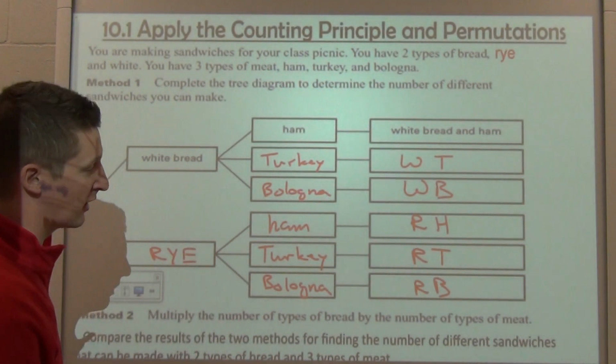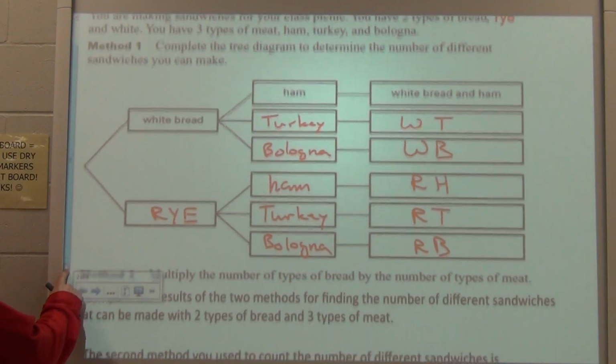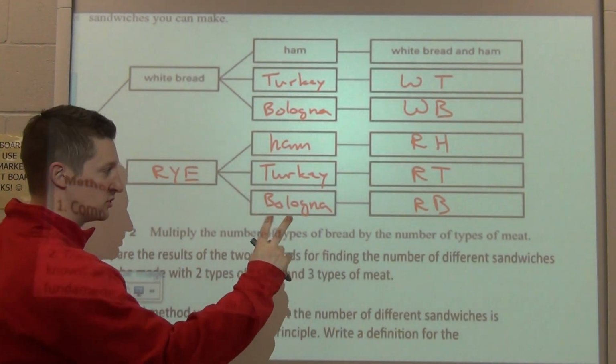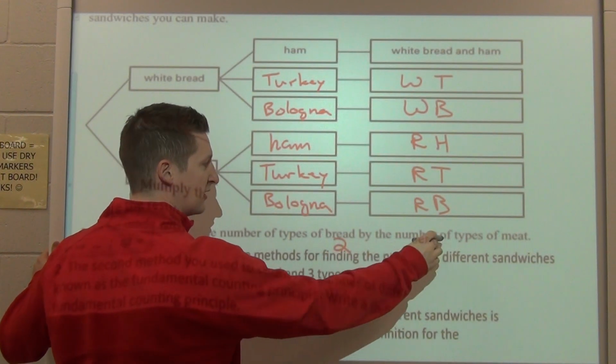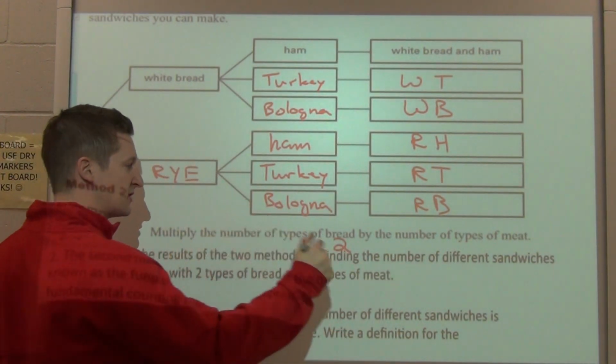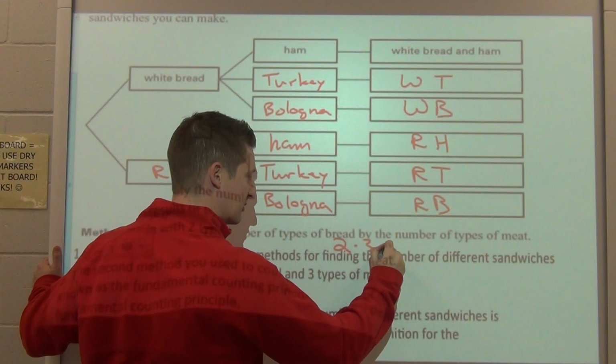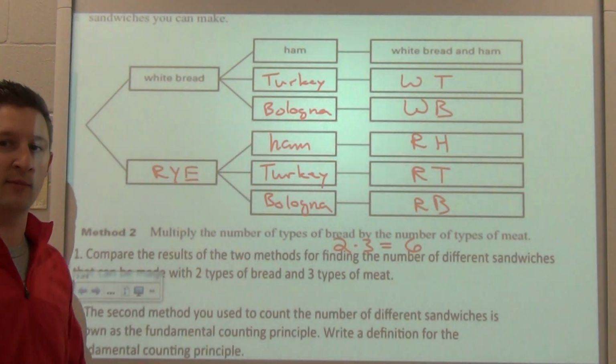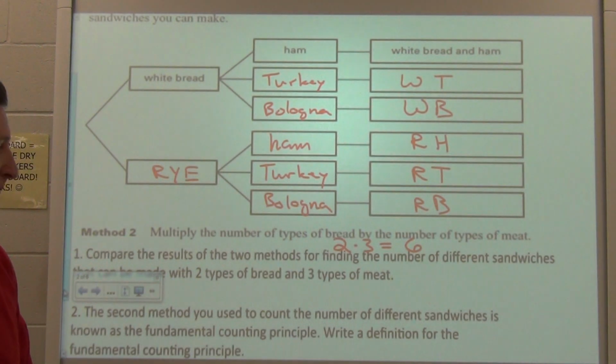Now method two for figuring out the exact same idea says this. It says multiply the number of types of bread, which we remember is 2, by the number of types of meat. Well, we had 3 different types of meat. So what if we take 2 times 3? What do we happen to get? Oh, guess what? 6. The exact same number we got by using the tree diagram.